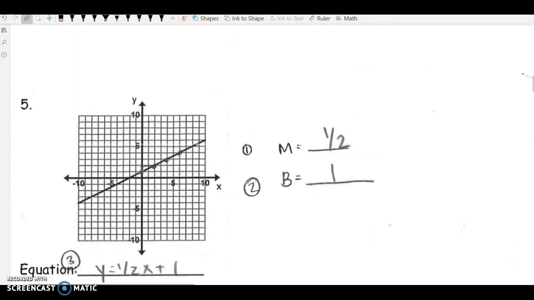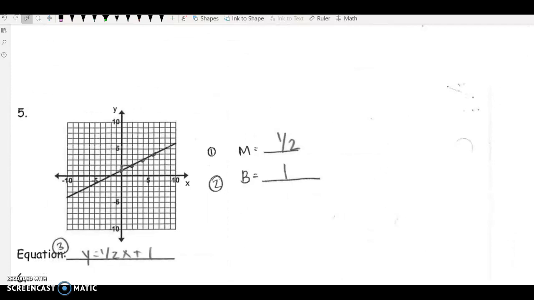All right. Number 5 had a y-intercept of 1. I saw it was going up 1 over 2. So you should get y equals 1/2 x plus 1.